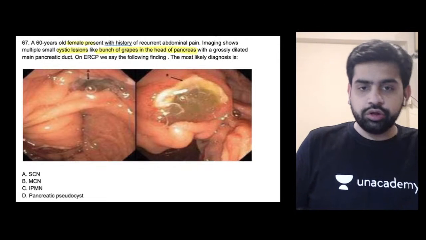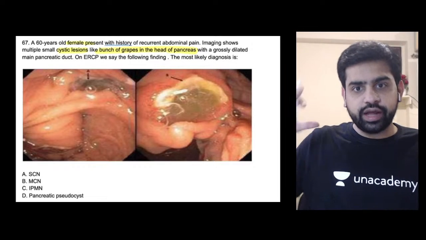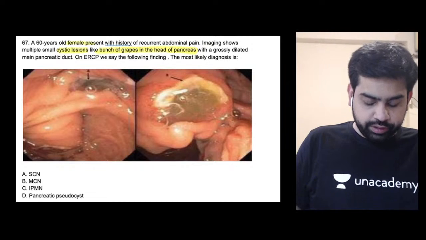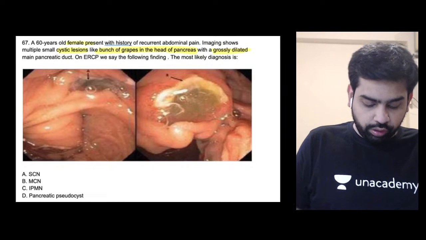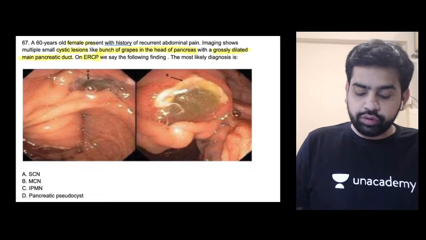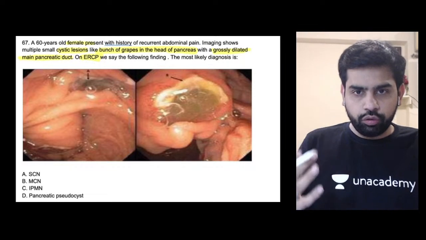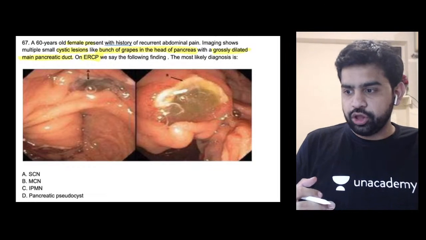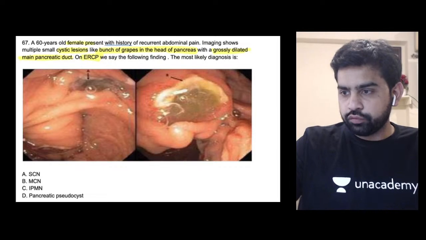Okay, what did you see? You saw a bunch of grape appearance in the head of the pancreas, with a grossly dilated main pancreatic duct. Now, this is again important, a grossly dilated main pancreatic duct. You performed an ERCP. On an ERCP, you found an image like this. So I hope you are able to see where it's going. And what I'm trying to ask you, what is the diagnosis of this particular patient? So what do you think, guys? What is the diagnosis of this particular patient?